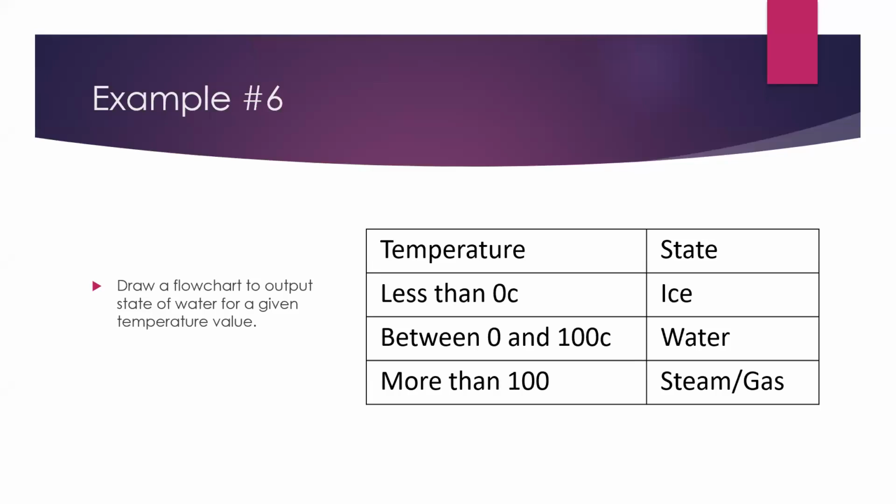Example number 6. Draw a flowchart to output the state of water for a given temperature value. So first of all, you get a temperature, and based on the temperature, you are going to define the state. If it is less than 0, then the state should be ice. If it is between 0 and 100, then it should be water. If it is more than 100, then it should be steam.